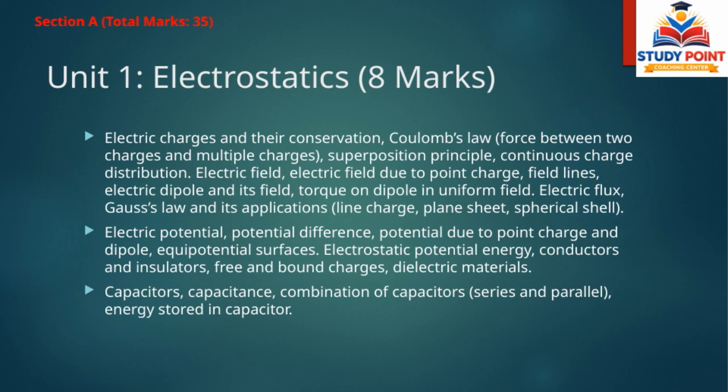Next, consider continuous charge distributions, where charge is spread over a volume, surface, or line, rather than concentrated at a point. This leads us to the electric field, which is the region around a charge where it influences other charges. The electric field due to a point charge is straightforward. It's directed radially and diminishes with distance. Field lines help us visualize this, showing the direction and strength of the field.